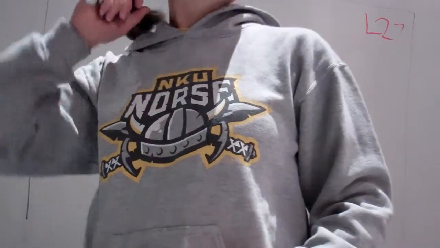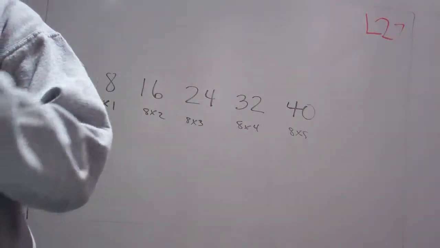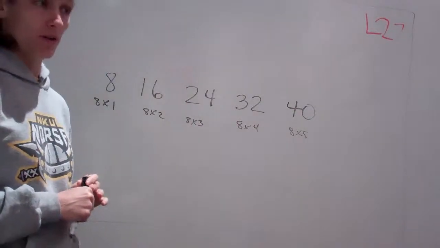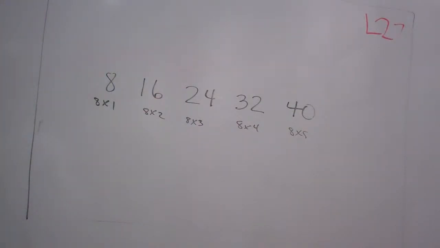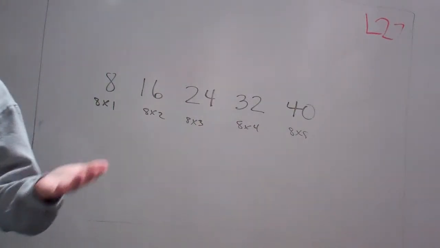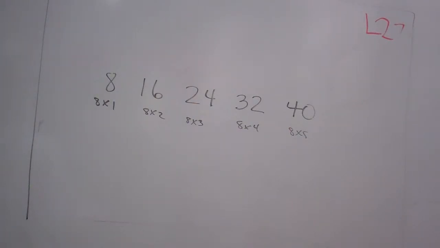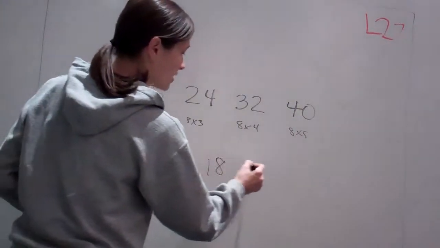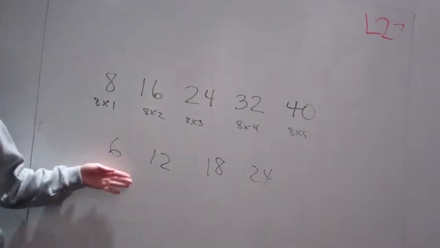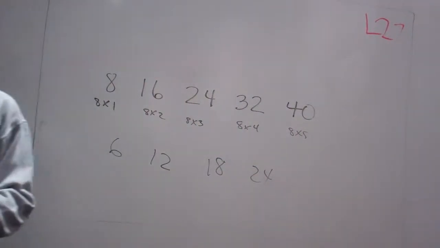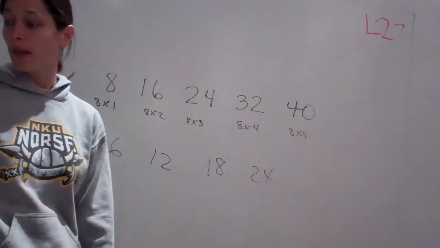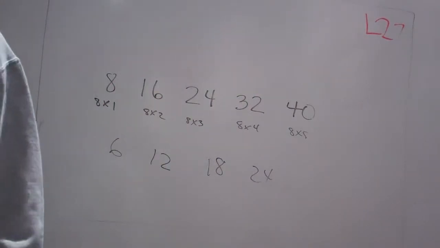So if I asked you what is the 8th multiple of 8, what would you tell me? 64. Very good. Okay? If I told you to name the first 4 multiples of 6, what would you tell me? 6, 12, 18, and 24. The first 4 multiples of 6 are, what is 6 times 1, what is 6 times 2, what is 6 times 3, and what is 6 times 4. Okay, is everybody understanding what multiples are?